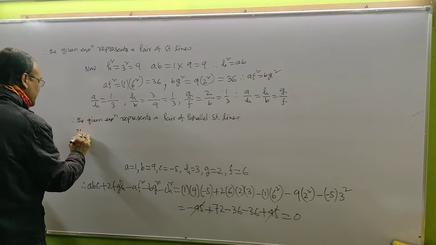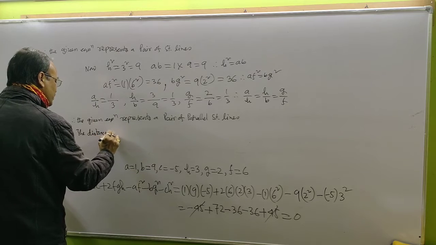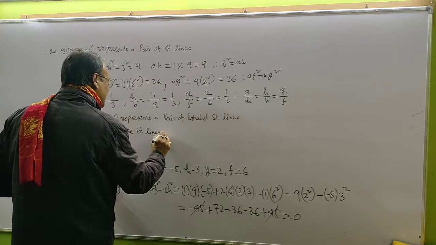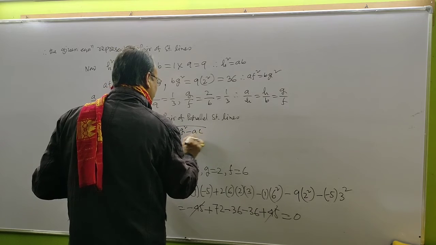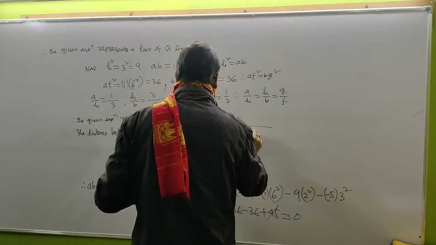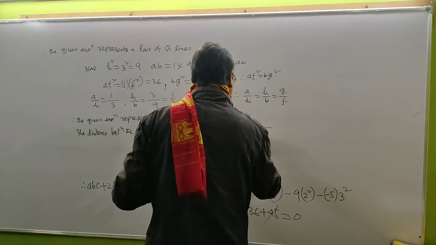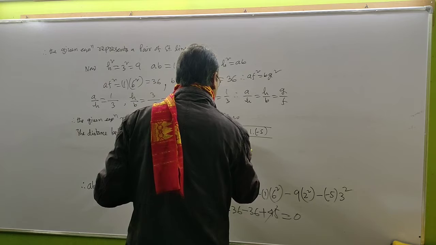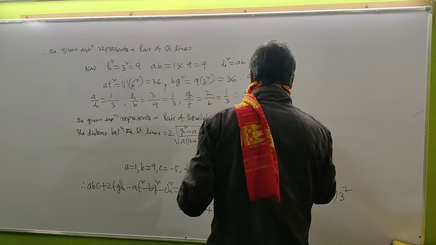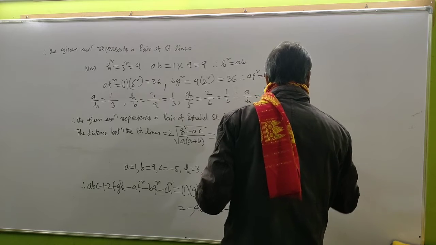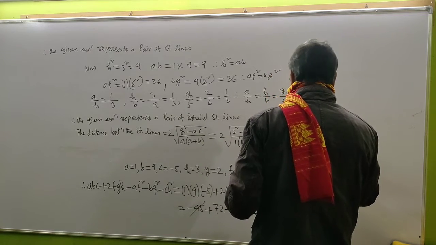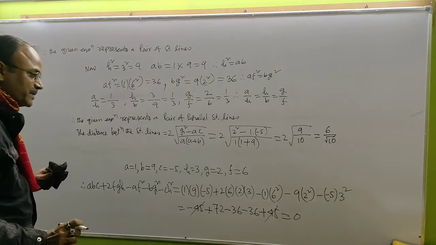Now, the distance between the two straight lines is equal to 2 times root of g square minus ac divided by a into a plus b. 2 times root of 2 square minus 1 into minus 5 divided by 1 into 1 plus 9. This is equal to 2 times root of 4 plus 5 is 9, divided by 10. Six divided by root 10.